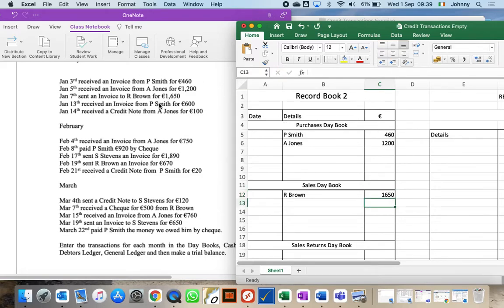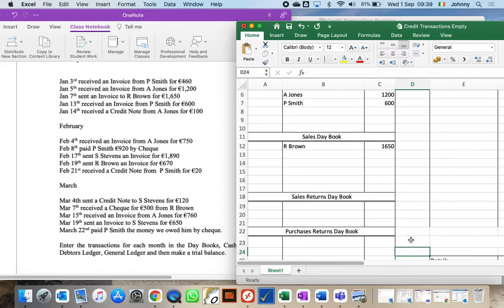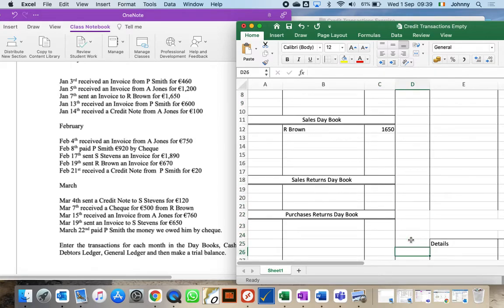We received an invoice from P. Smith, so that's purchases. And that's 600. And we received a credit note from A. Jones. So we got the credit note. Does that mean it's purchase returns or sales returns? Purchase. We must have bought. Okay, so put the name of the person here. So it's A. Jones. And the amount of money is €100.